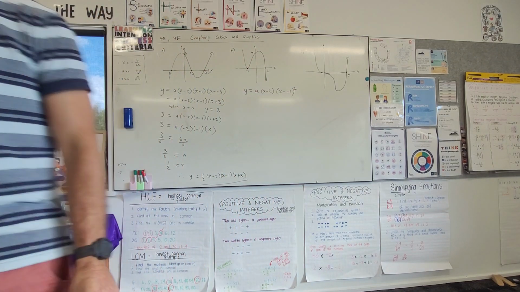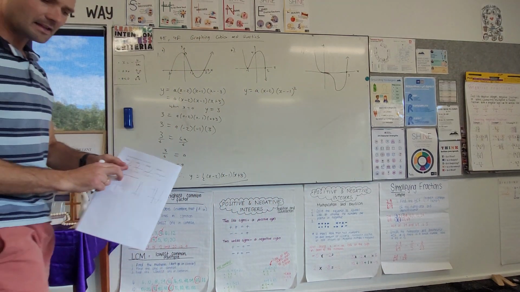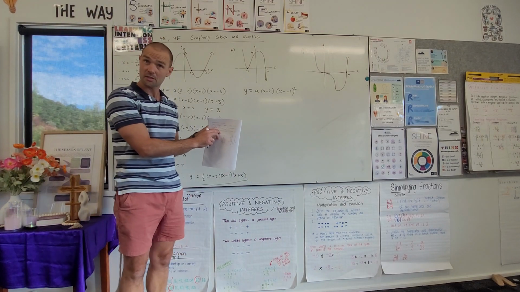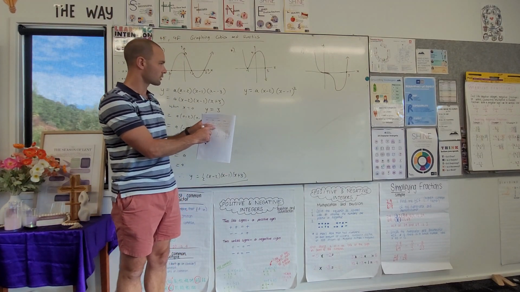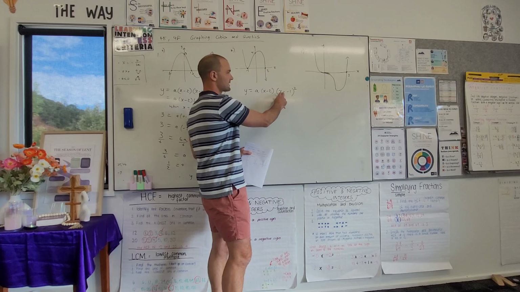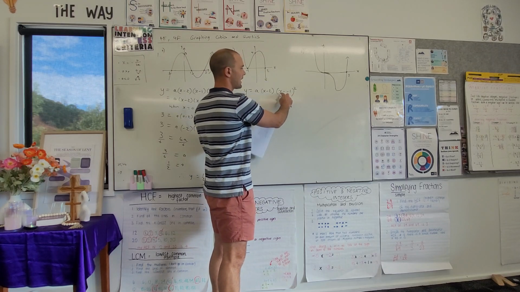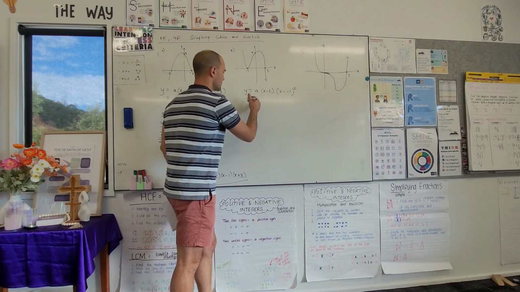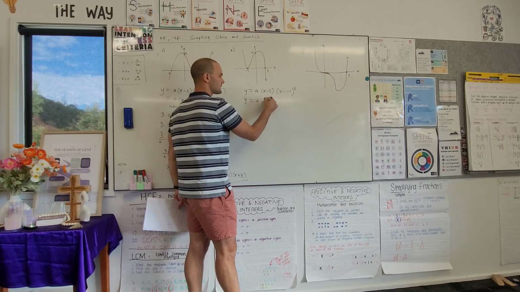And the reason it's squared is we can derive that from our table above. If it touches, then the factor is squared. So I've got x take, the root is -1, x take -1 squared. So we'll just simplify that a little bit first.